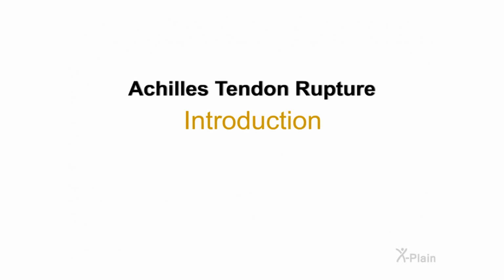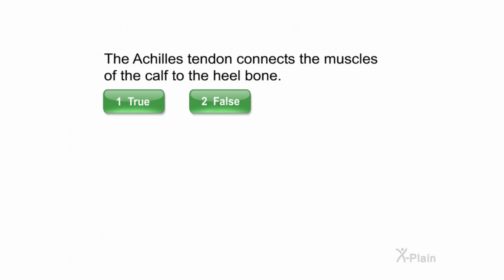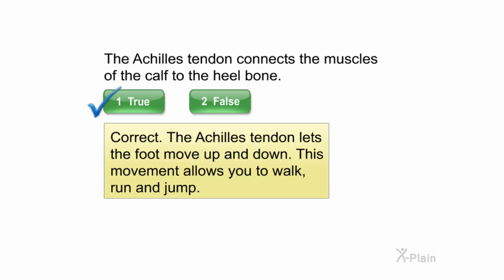Achilles Tendon Rupture. Introduction. The Achilles tendon connects the muscles of the calf to the heel bone. Select true or false. Correct. The Achilles tendon lets the foot move up and down. This movement allows you to walk, run, and jump.